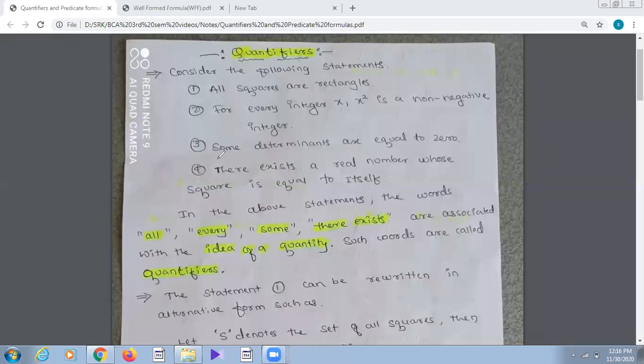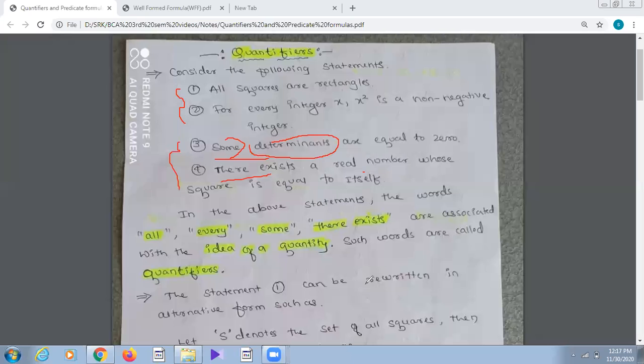Next, here is the word some. Some determinants are equal to 0 and some determinants are not equal to 0. So this word is telling about some particular determinants. And here also, there exists means some real number whose square is equal to itself. So some part is what it is telling. These are the existential quantifiers and those are the universal quantifiers.